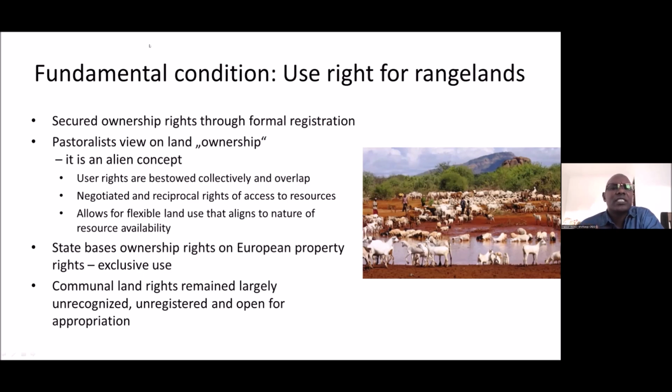And in countries such as Kenya, land laws that govern the land were mainly based on European views of property rights that centered on demarcation of land borders and exclusive rights to the owner. So under these laws, communal rights remained largely informal, unregistered, and also insecure, which resulted in rampant loss of land to other competing land uses that made the pastoralist communities vulnerable to various elements.